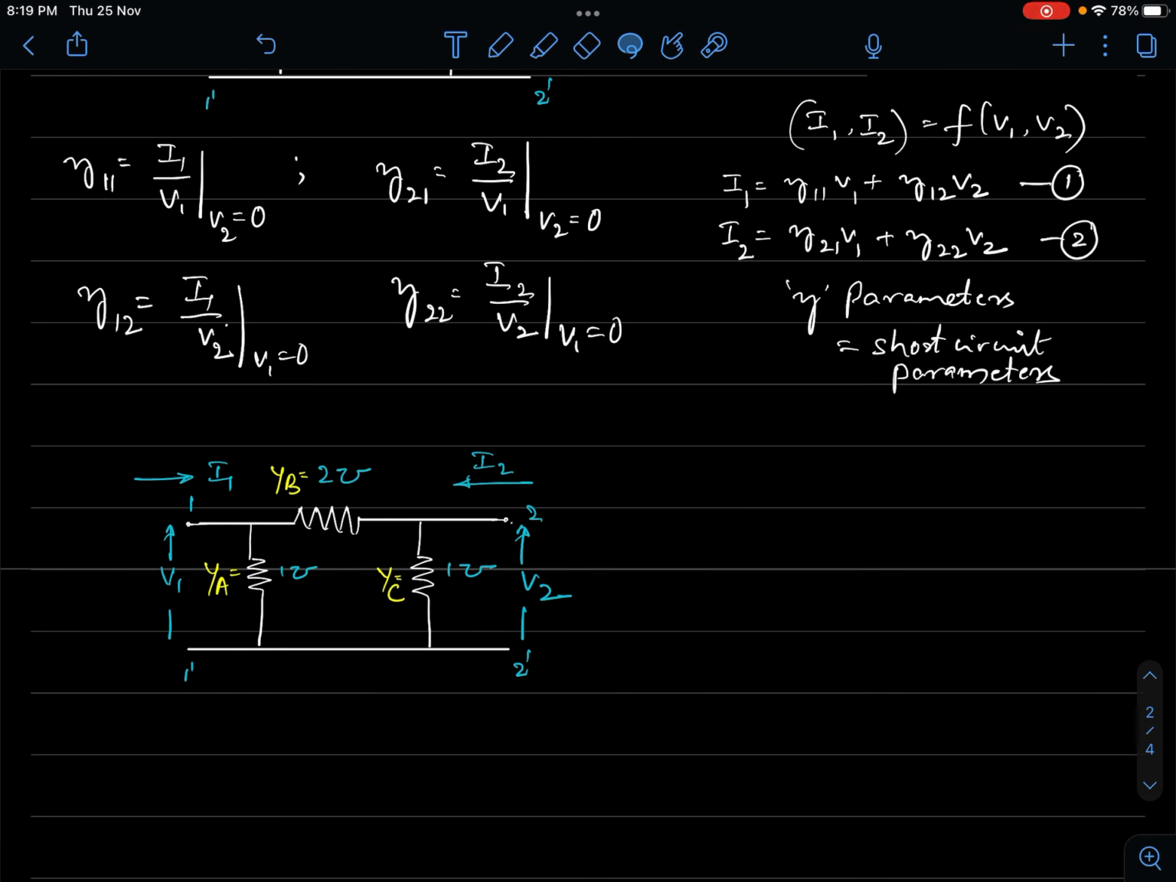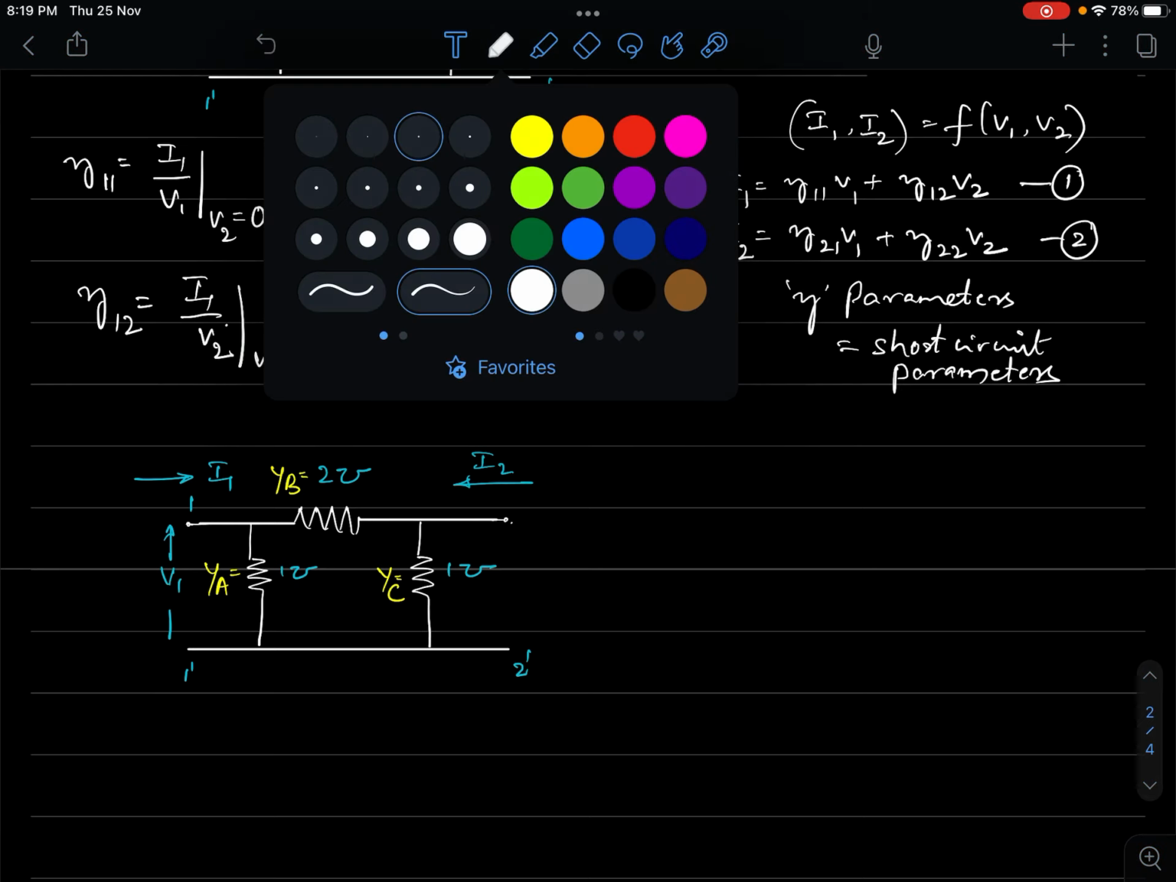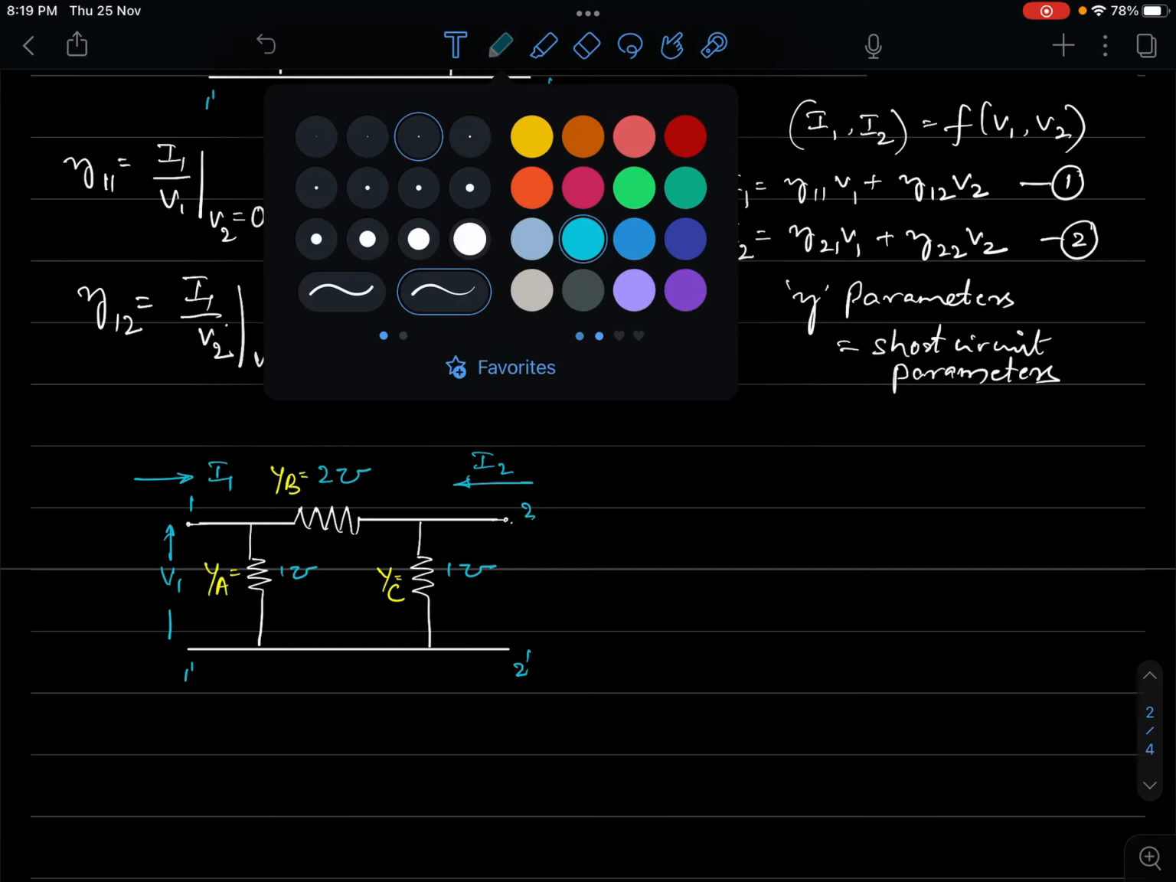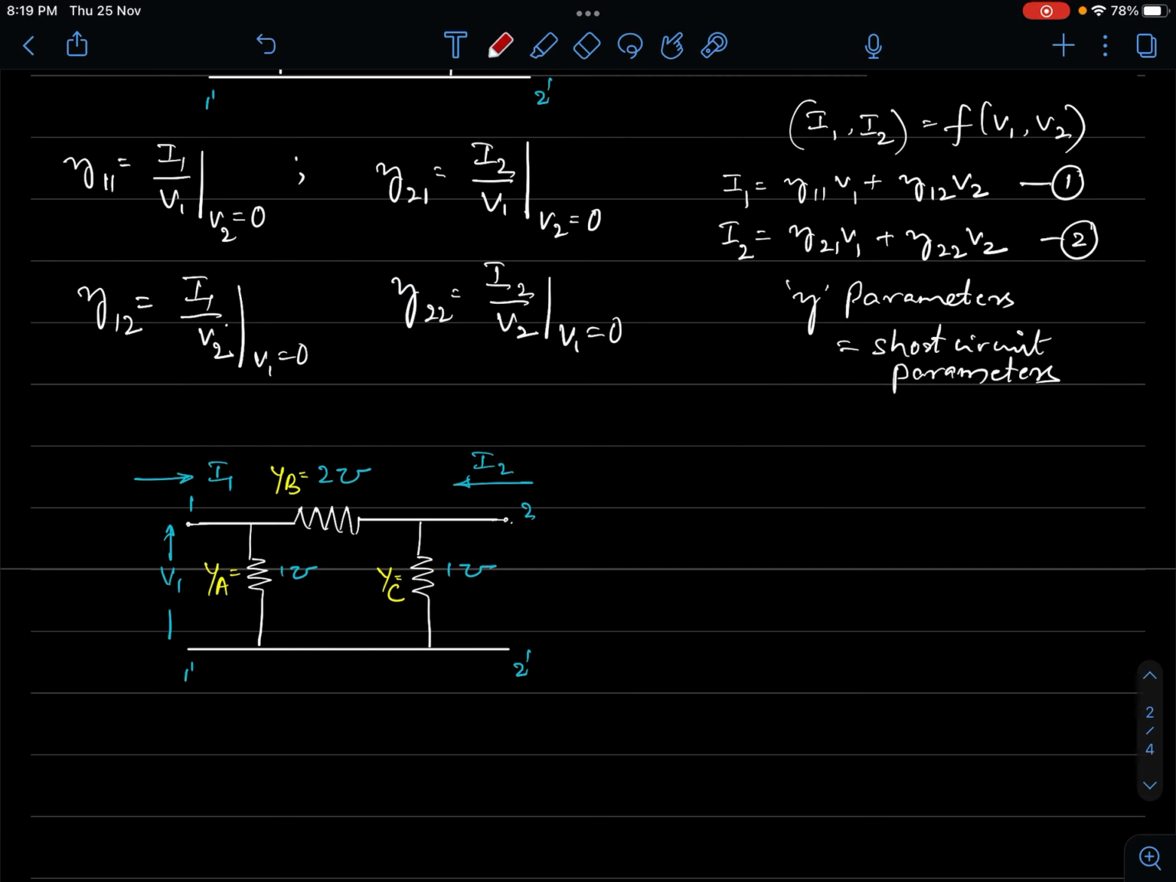Okay. Now, what I'll do is, I will now short circuit one of the ports. So what I do is 2 and 2 dash. This is 2 and 2 dash. We will try to short. I'll take this red color because red is pretty indicative of short circuit. Okay, I've shorted the port.